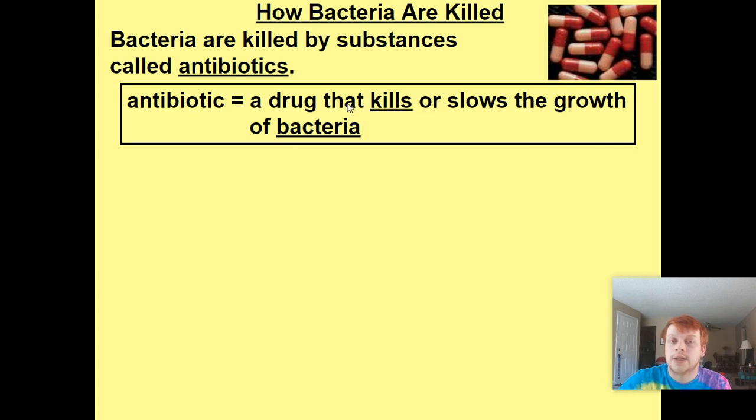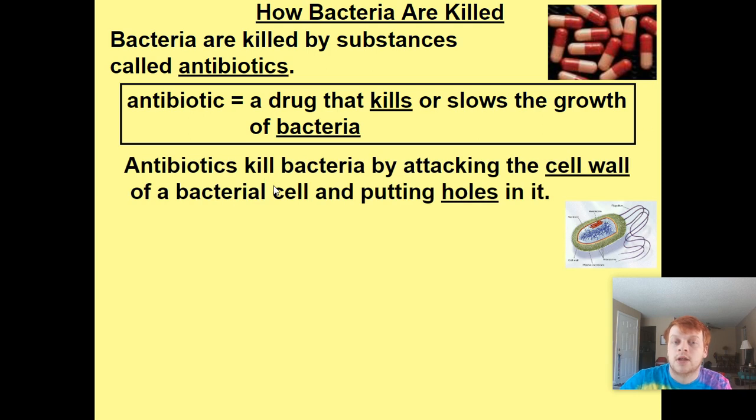So an antibiotic is a drug that kills or slows the growth of bacteria. The prefix anti means against, bio means life. So it goes against life. It's killing these things inside you.